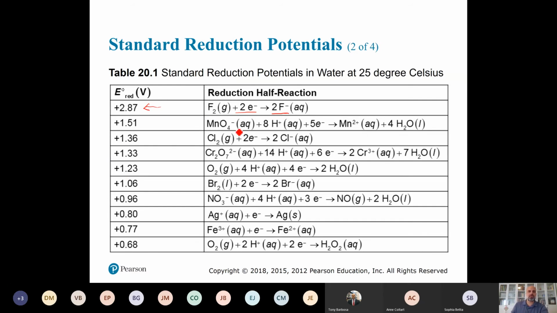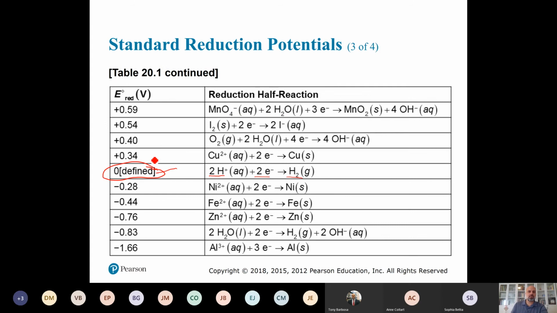So when we see this plus 2.87, it just means it's 2.87 volts higher, or more favorable, than hydrogen, right? This one here, the copper one, that's 0.34, is 0.3 volts more favorable than the hydrogen reaction. That's all this means.